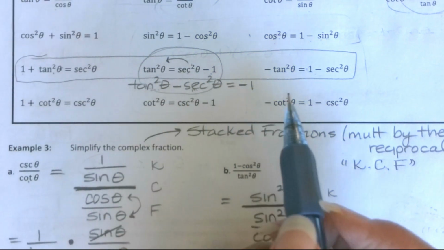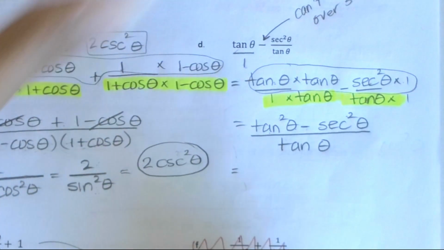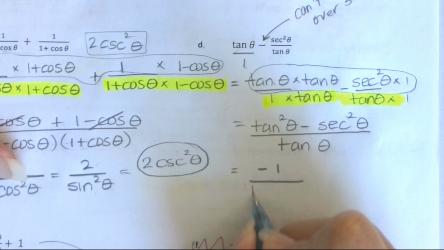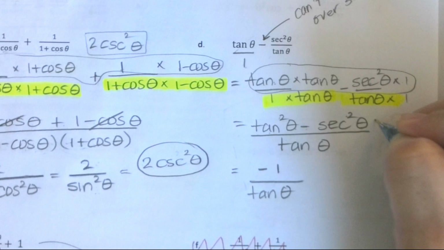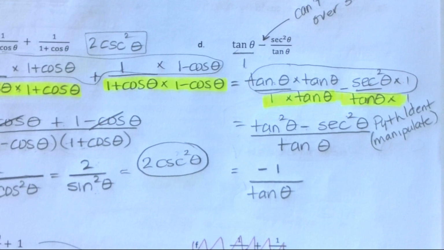All right, so let's go back to our problem to wrap this up. Tangent squared theta minus secant squared theta is -1, over tangent theta. Make a note here to yourself just in case you forget: Pythagorean identity, you could say you manipulated it. So when you go back to your chart, just in case you wonder where did I get that -1 from?